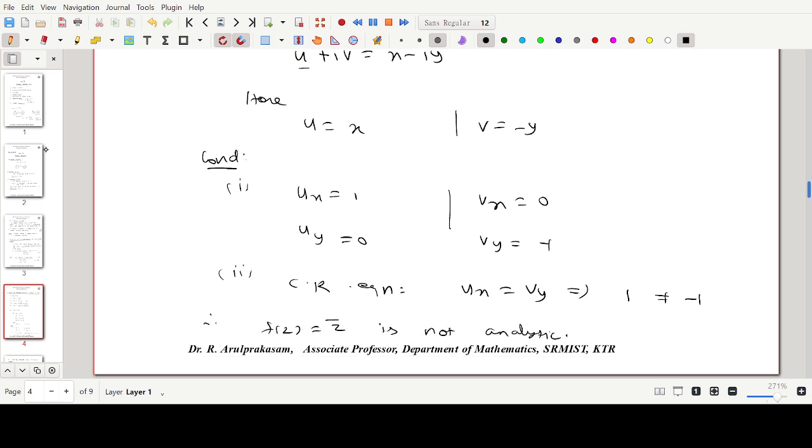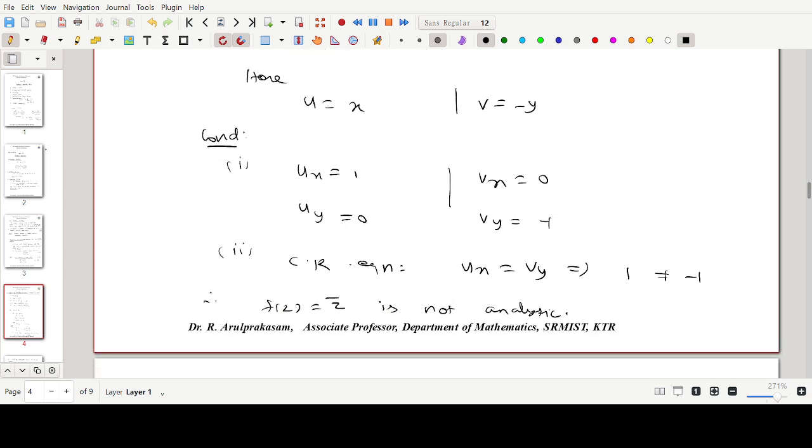So next condition, what is the next condition? Is the CR equation satisfied or not? What is the CR equation? Ux is equal to Vy. What is the Ux value? 1. Uy value is minus 1. It is not equal. So the CR equation is not satisfied. So that function is not analytic anywhere.